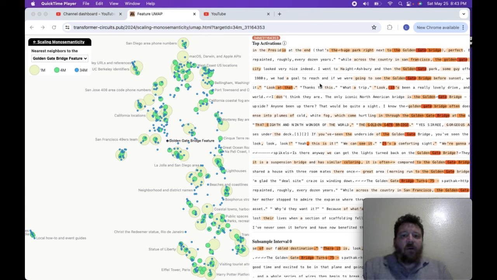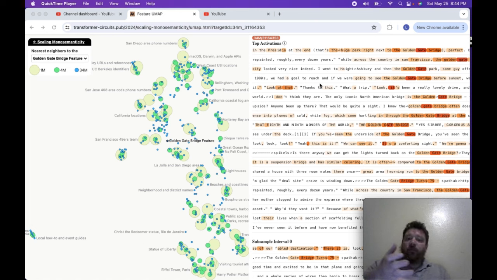San Francisco 49ers, San Jose area codes, California coastal fog answers, Monterey Bay area codes. All of this information and all of these concepts are tangentially related to the Golden Gate Bridge. The Claude model in this instance is encoding this information as concepts, right? It's recording and encoding the concepts and the patterns. That's the most interesting thing to keep in mind within this: it's encoding the patterns of information. It's not encoding the information itself, it's not memorizing it, it's encoding the patterns.